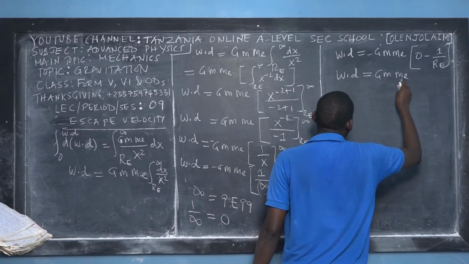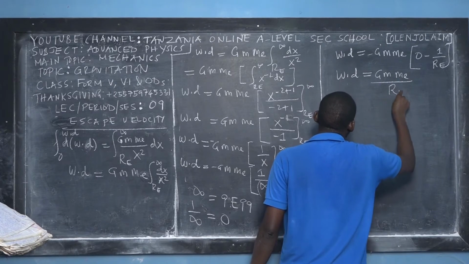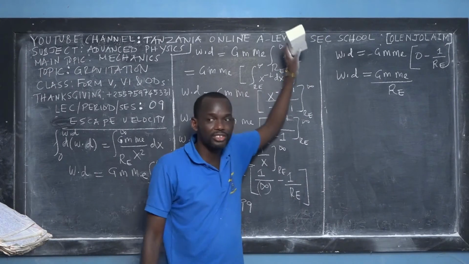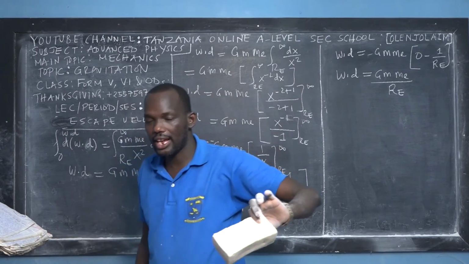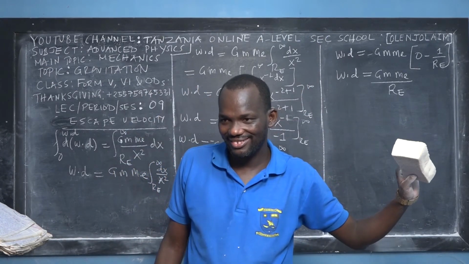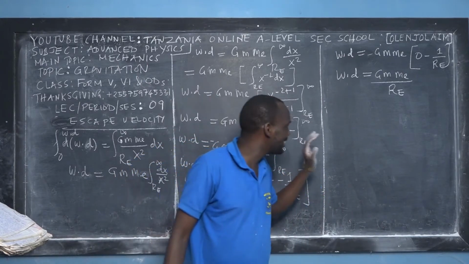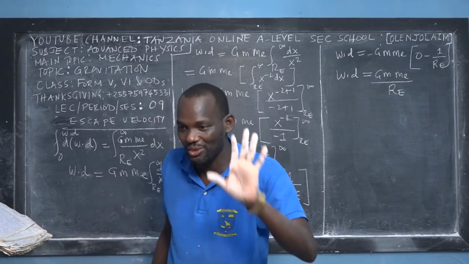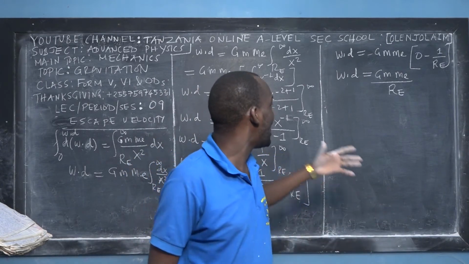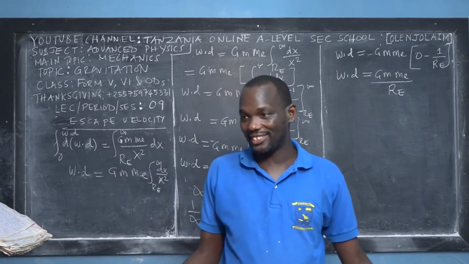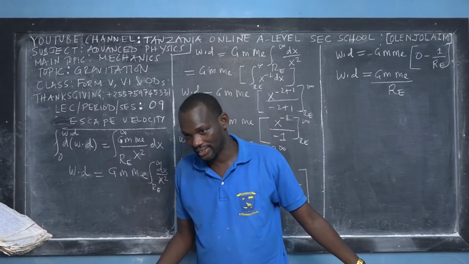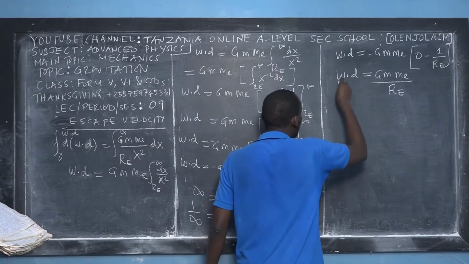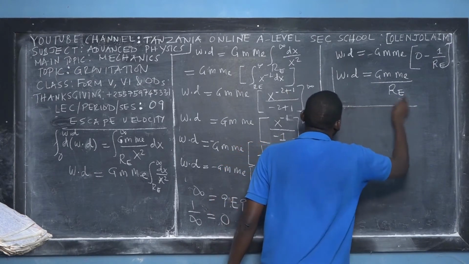Note this. You can be asked even these questions, because remember the work done to remove a body from infinity to the distance r is negative, right? And the work done to take a body from distance r to infinity is positive, and it is true, because work done is a scalar quantity, because we use the dot product. So this is the formula of work done.